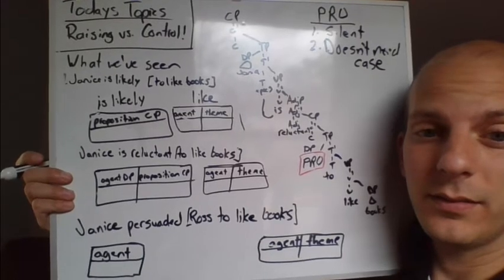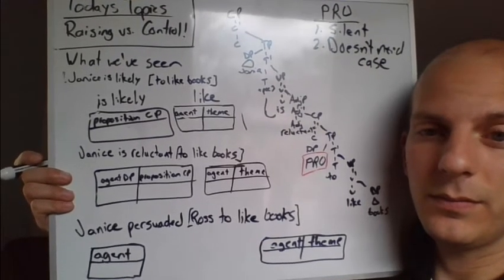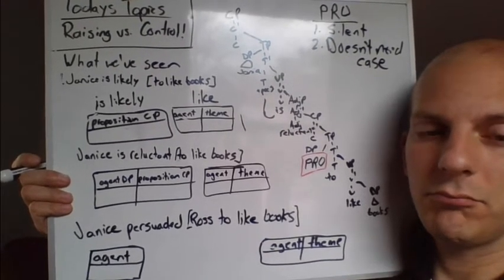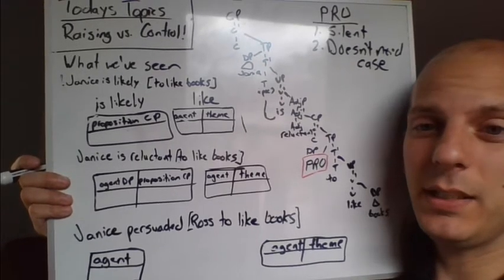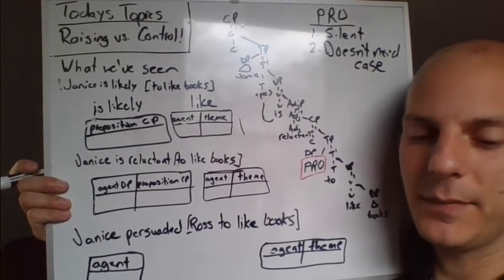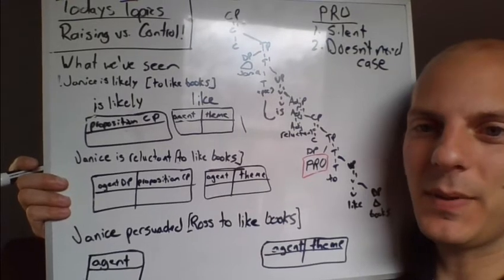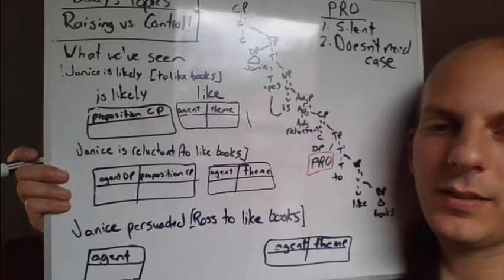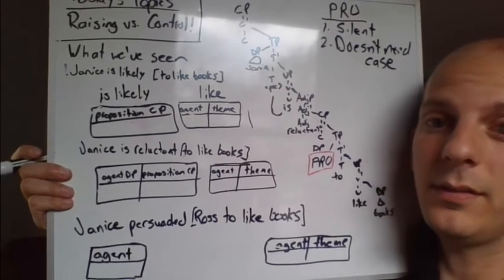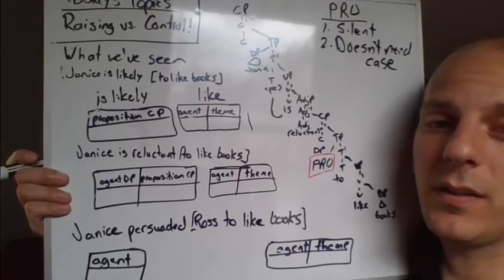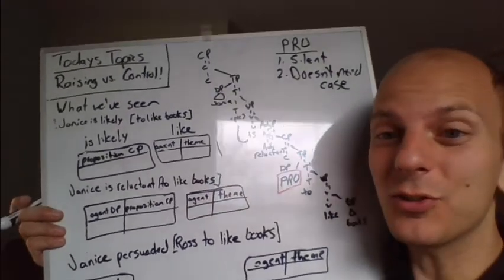Anybody else? What else does persuaded do? Did Janice persuade somebody? Is there somebody that's the sort of the recipient of the persuasion, the experiencer of Janice's persuasive powers? Yeah, me, Ross, right? Janice is persuading Ross. Ross plays a role there. It's the experiencer of the persuasion.